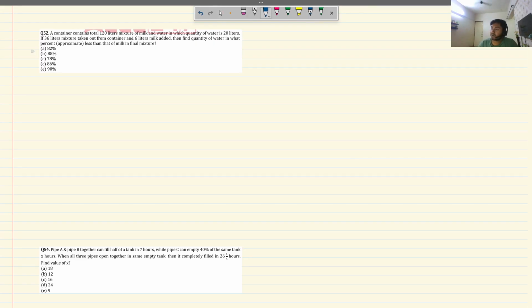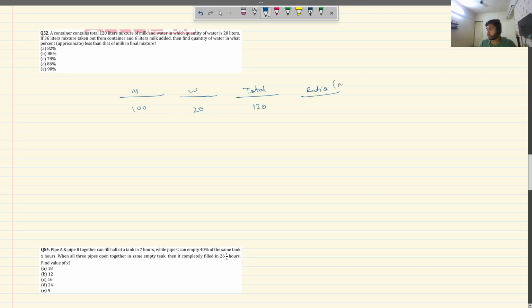A container contain 120 liter mixture of milk and water. So milk, water, this is my total. 120 लीटर मिक्सचर है मेरा, उसमें से मिक्सचर मिल्क एंड वाटर इन विच क्वांटिटी ऑफ वाटर इज़ 20 लीटर. 20 लीटर अगर वाटर है तो 100 लीटर विल बी माई मिल्क. फिर इनका रेशियो क्या होगा, रेशियो होगा मिल्क इज टू वाटर, निकालता हूँ 100 बाई 20 दैट इज़ 5:1 इज़ माई रेशियो.